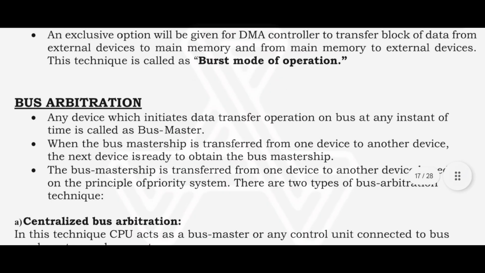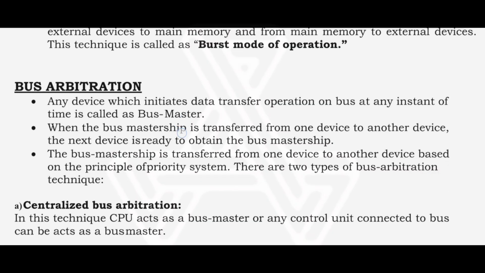Bus arbitration. Any device which initiates a data transfer operation on the bus at any instant is called the bus master. When the bus mastership is transferred from one device to another, the next device is ready to obtain the bus mastership. The bus mastership is transferred from one device to another based on the principle of a priority system. There are two types of bus arbitration technique.